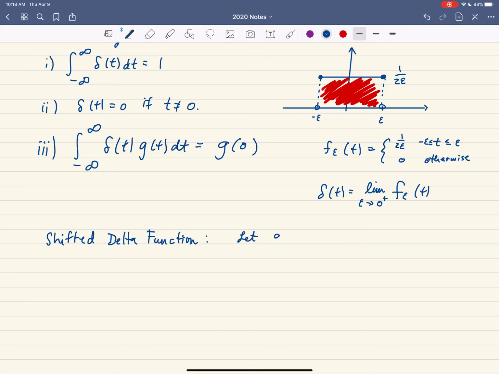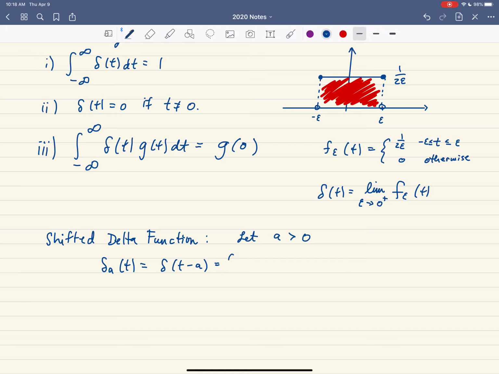For our sake, for reasons that I'll make clear in a second, I'm going to assume that a here is positive, but a is going to be the amount that we shift by. And so we're going to define delta sub a of t to be delta of t minus a. So this delta with no subscript, like we were working with before, means that it's centered at 0. Delta sub a means that it's centered at a.